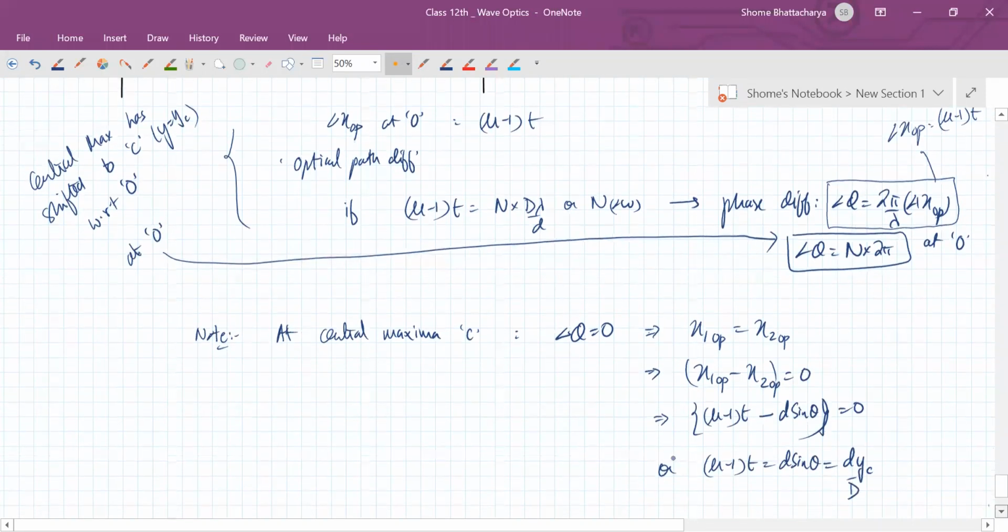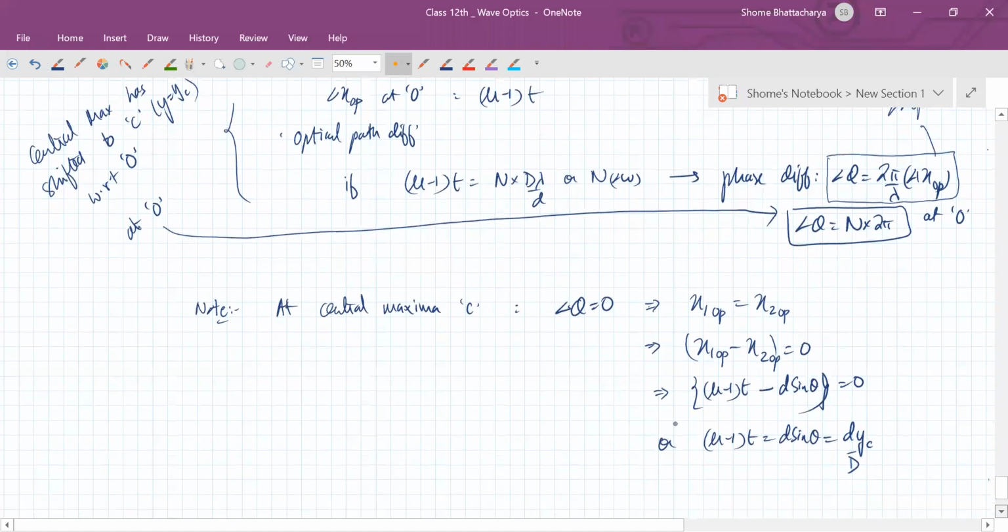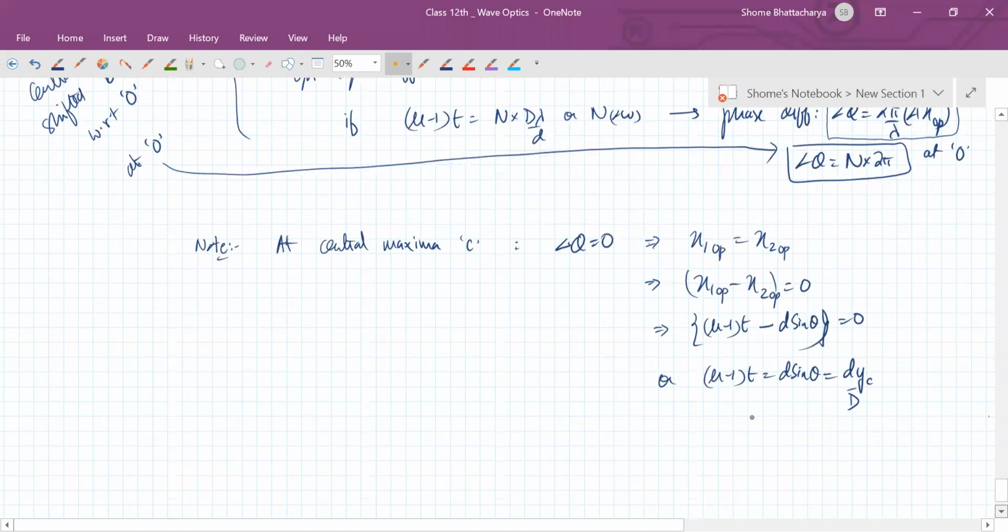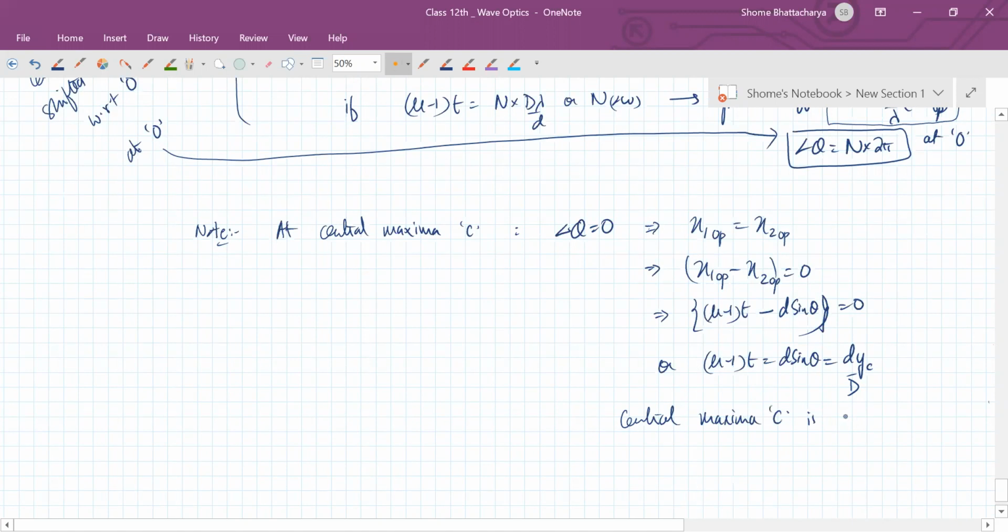that is d into yc by capital D. So the central maxima C is at y equal to this yc of the central maxima, which is mu minus 1 into the thickness times capital D by d. So it does not really depend on wavelength, because the central maxima depends on the thickness and the refractive index of the slab. Make mu equal to 1 and it's back to 0.